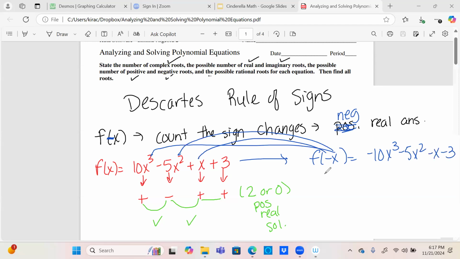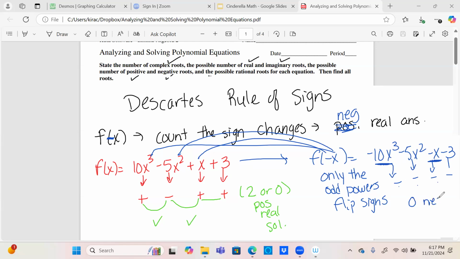right? So here's a trick. Only the odd powers flip signs, right? Because a negative squared is positive. A negative to the fourth is positive. So it's only the odd powers that are going to change. So this one changed and this one changed. Everything else stayed the same. Now write down the signs. Negative, negative, negative, negative. No change, no change, no change, no change. This would have 0 negative real answers.